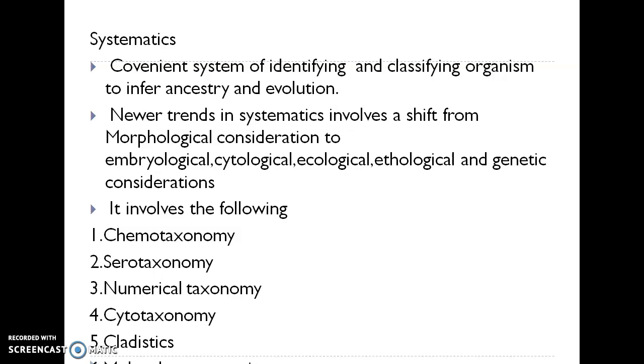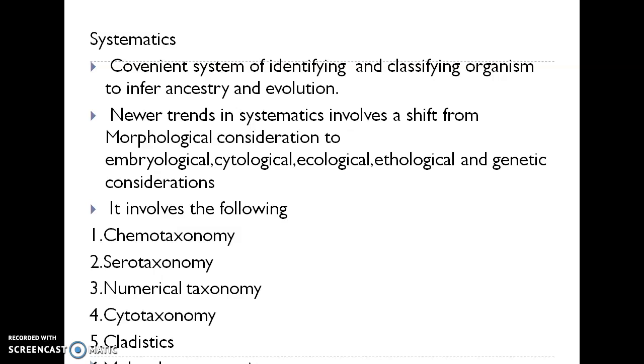which means at the very ancient times, organisms were classified on the basis of mostly their morphological or observable features. But now, in the case of these newer trends, we are shifting from this morphological or observable consideration to much more advanced forms, that is based upon the embryological aspects, cytological aspects, ecological aspects, ethological or behavioral aspects as well as genetic consideration. We are classifying organisms. So this is called the newer trends in systematics.